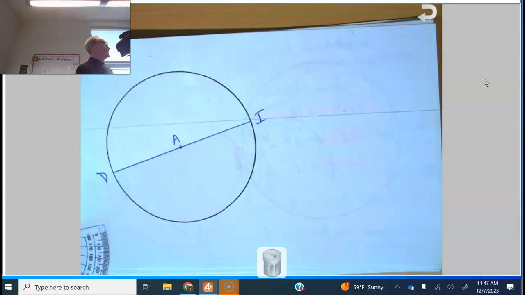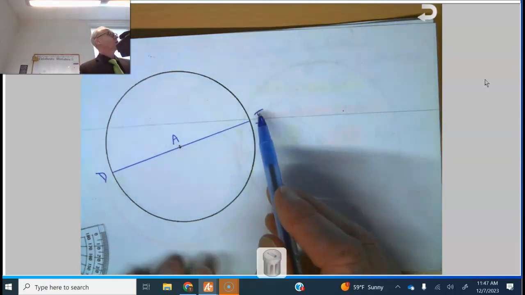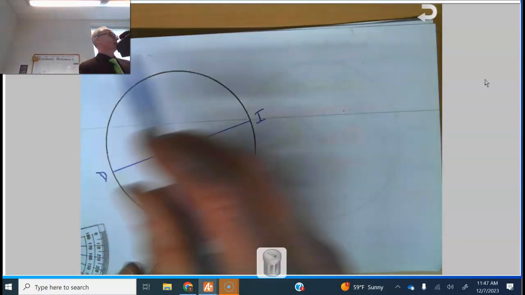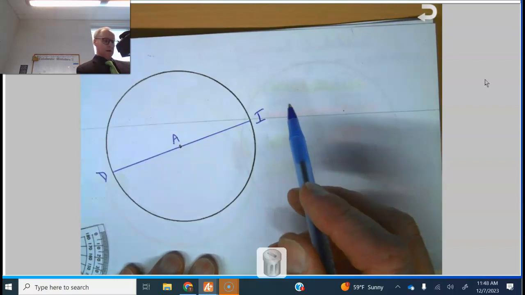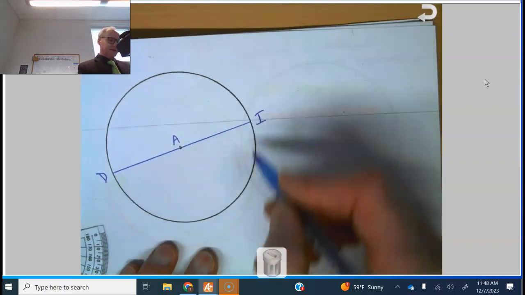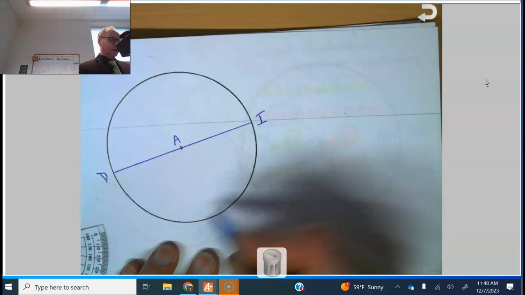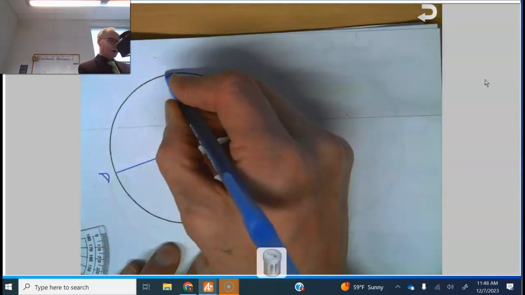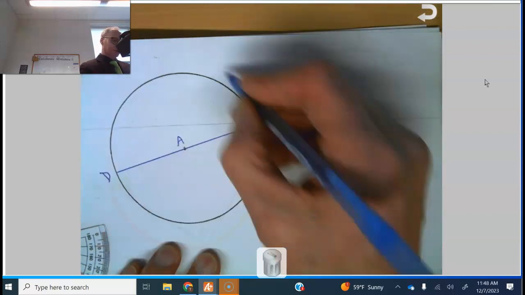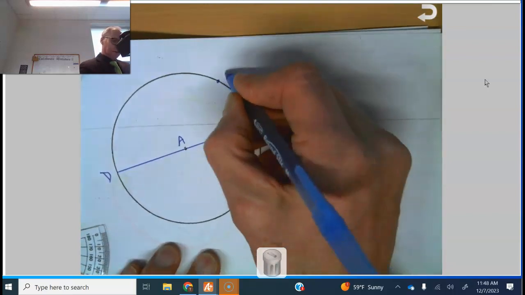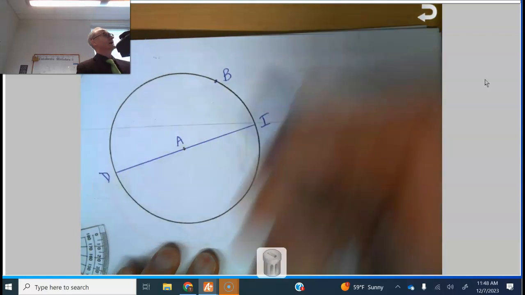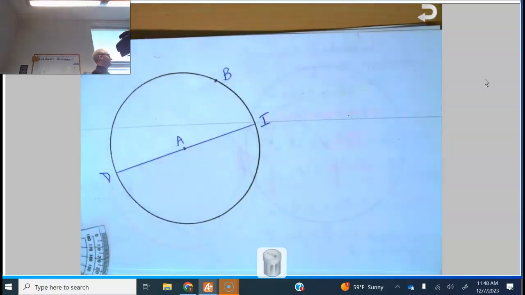Now, what I'd like you to do, put a point anywhere on your circle. Doesn't matter where. Put a single point B anywhere on your circle. You can put it here or here or here. Anywhere on your circle, put a point B. And what we're going to get is an inscribed triangle on the diameter.